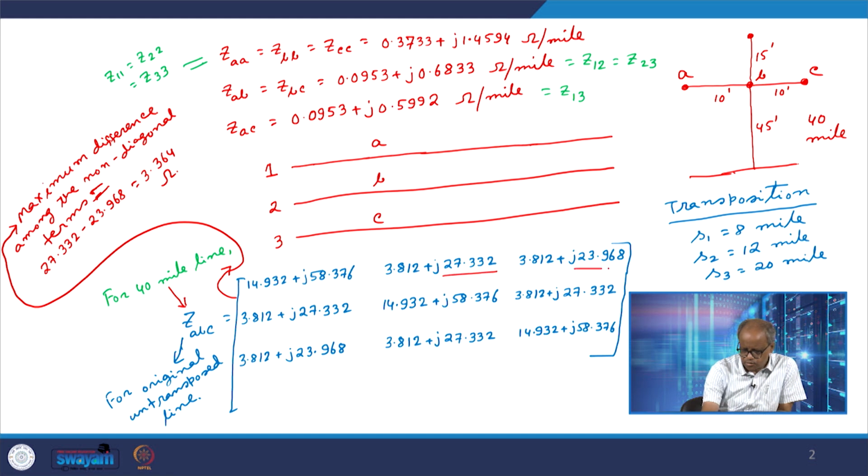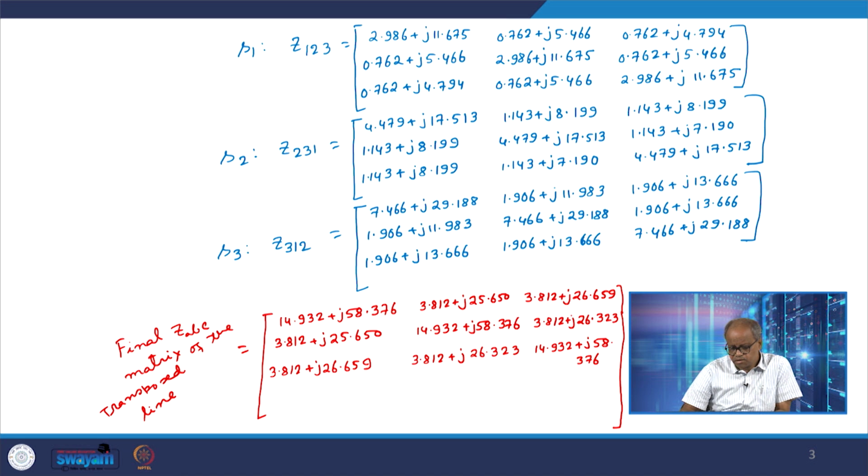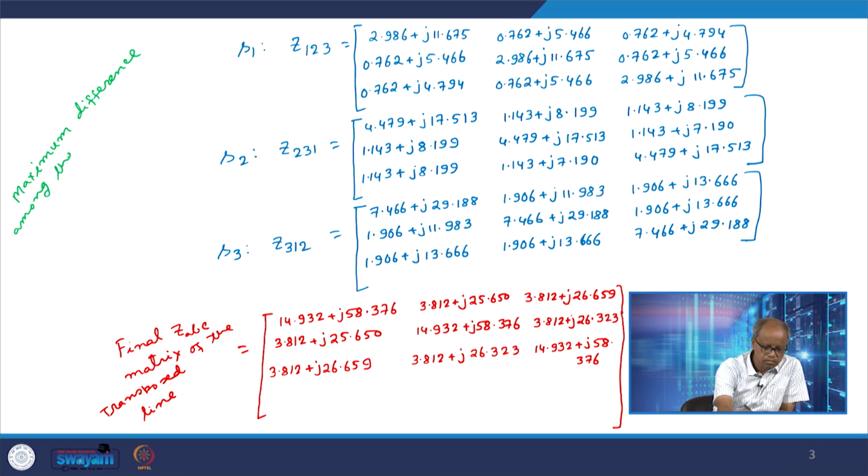Right. And in case of the untransposed line, the maximum difference among the non-diagonal terms is 27.332, and you see this one and this one, right? 27.332 and 23.968. So, this is the maximum difference. What is the corresponding maximum difference in the case of a transposed transmission line? In the case of a transposed transmission line, I can write down the maximum difference among the non-diagonal terms.